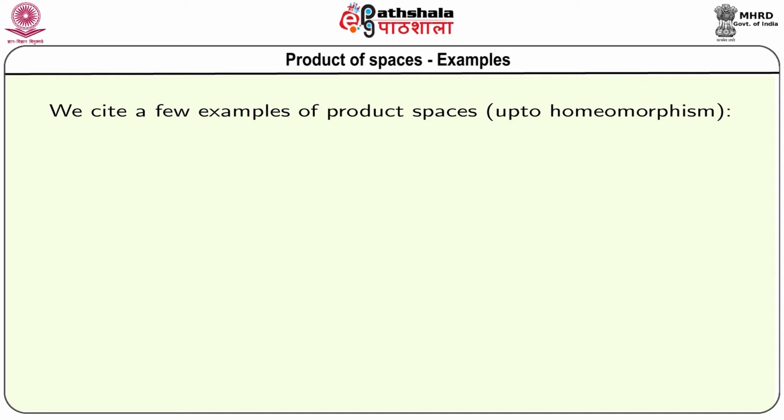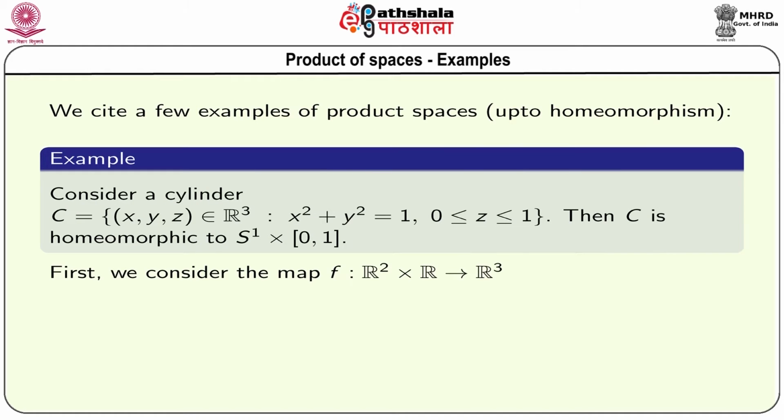We cite a few examples of product spaces up to homeomorphism. We take the example of a cylinder. Cylinder is a three-dimensional object described by the set C, which consists of the points x, y, z in R3 such that x square plus y square equal to 1 and the third component z varies inside the closed interval 0 1.